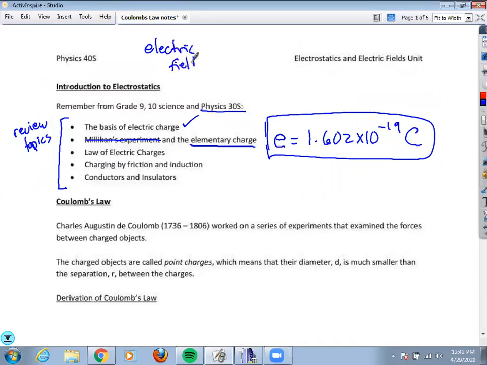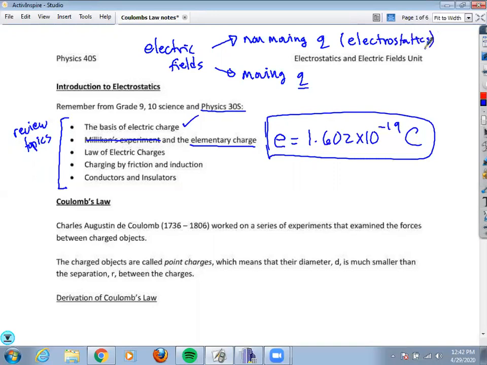And there are two types of electricity. Non-moving charges and moving charges. Remember, Q is a symbol for charge. So non-moving charges, the study is known as electrostatics. Okay, and then we have moving charges, which is current electricity. Okay, so again, you should review your Physics 30S notes.